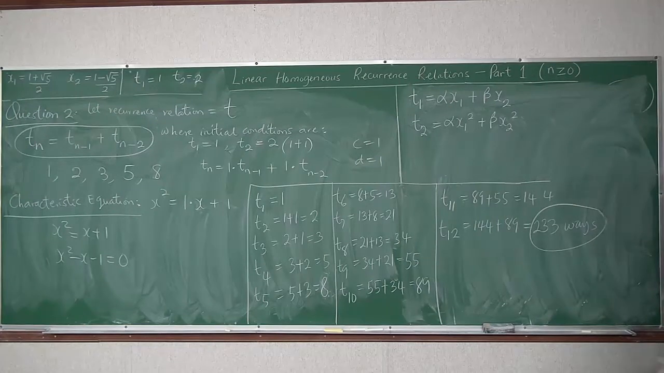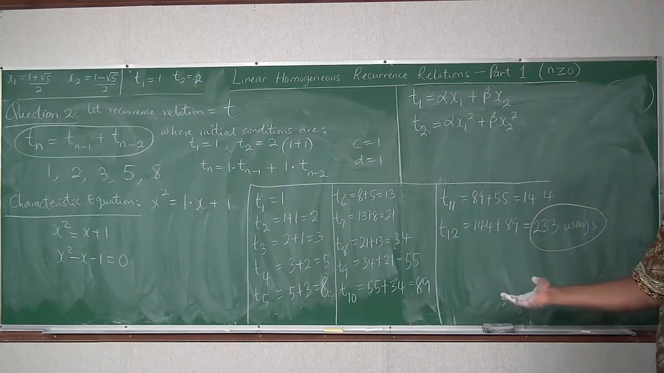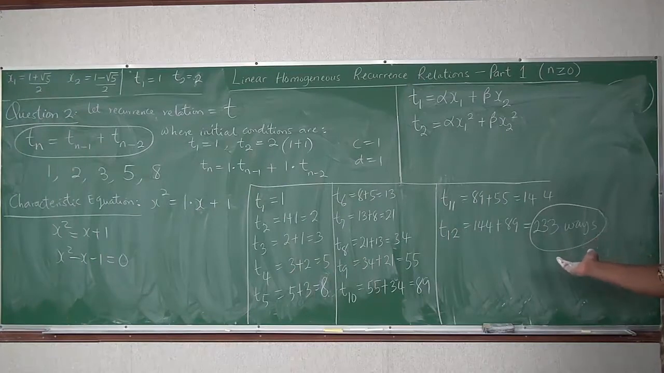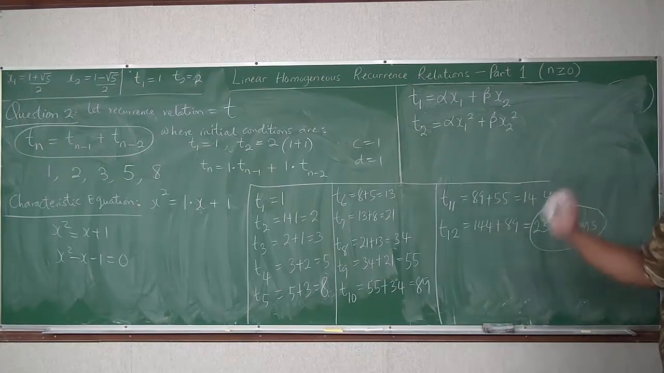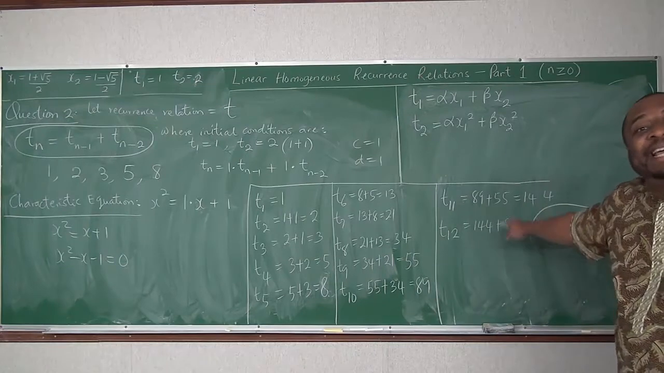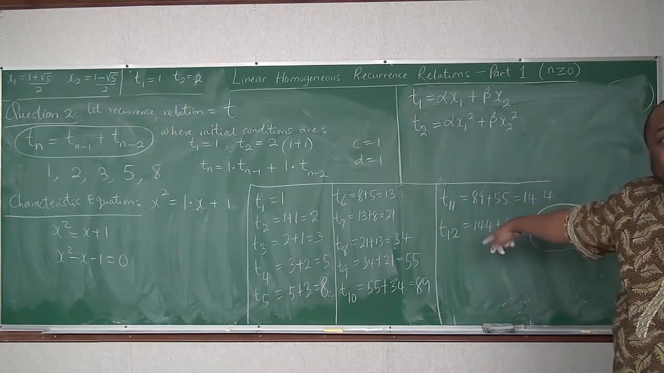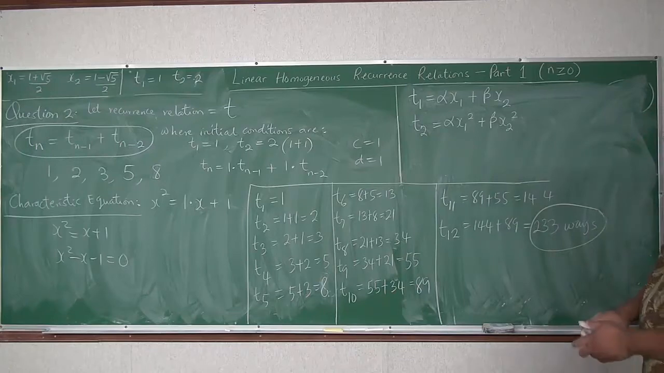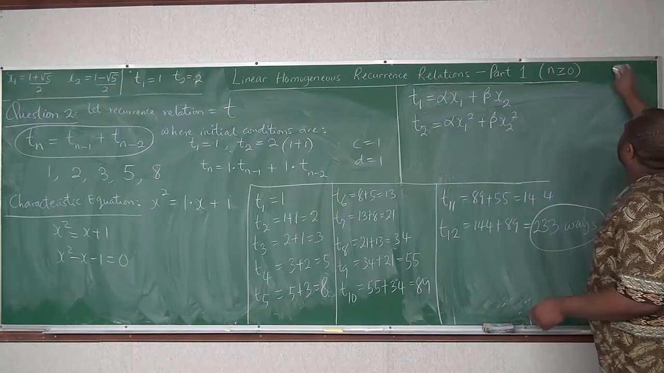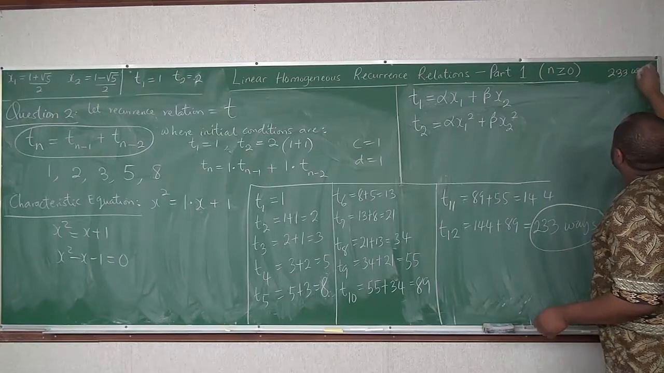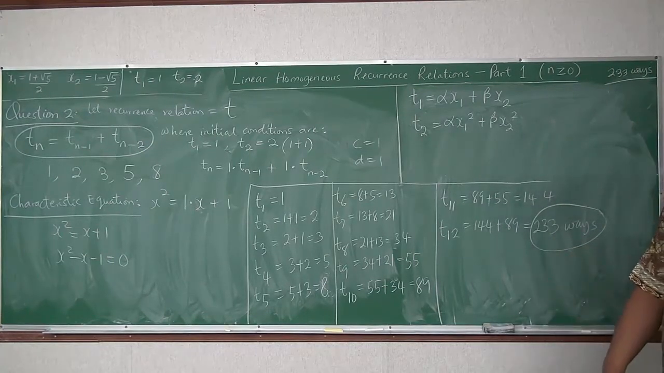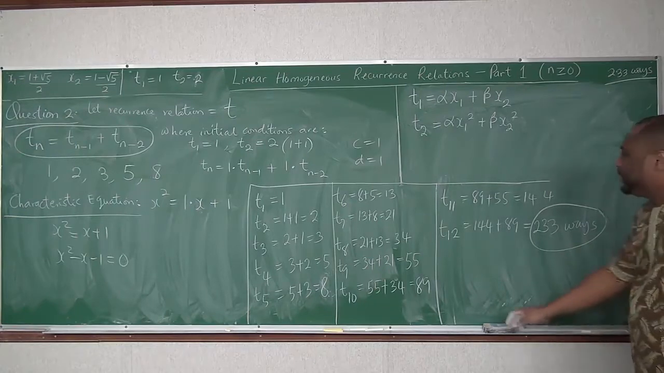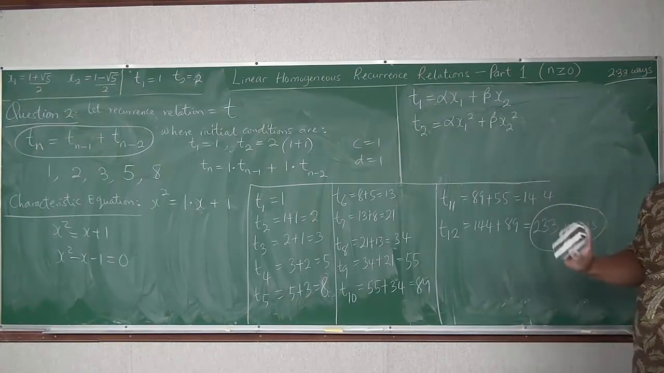I mean, we could do it this way. But what if they say, how many ways can Peter climb 25 steps? Would you keep doing it recursively? Our answer here is 233 ways. So would you keep doing this recursively? No.